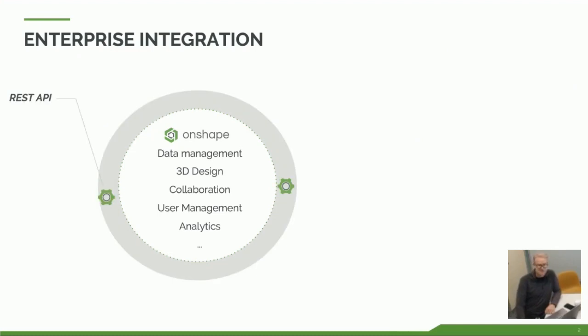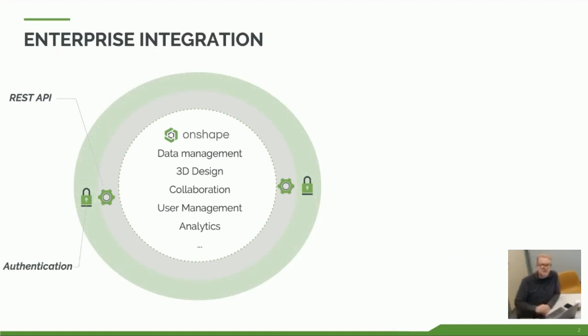And around that, we have wrapped a REST API. So that's the way that you interact with the systems and the services that are inside. We use these REST APIs ourselves when we develop the web client and the other clients that go with Onshape. And we offer a very, very open and full access to these REST APIs. We'll get more into that in a second.